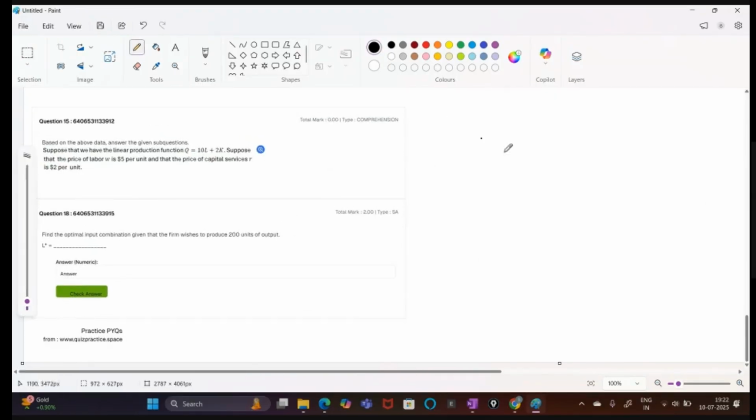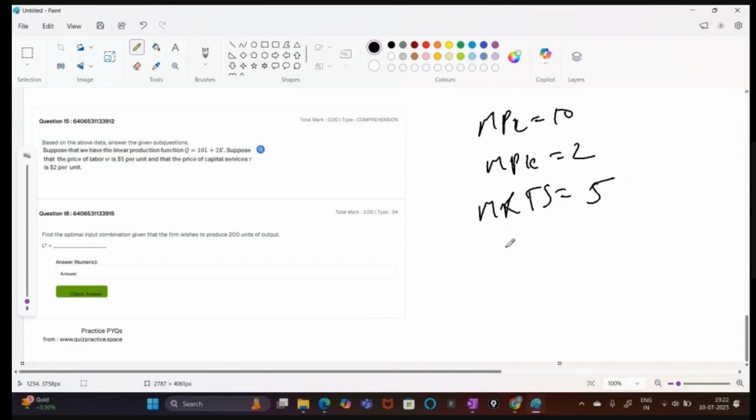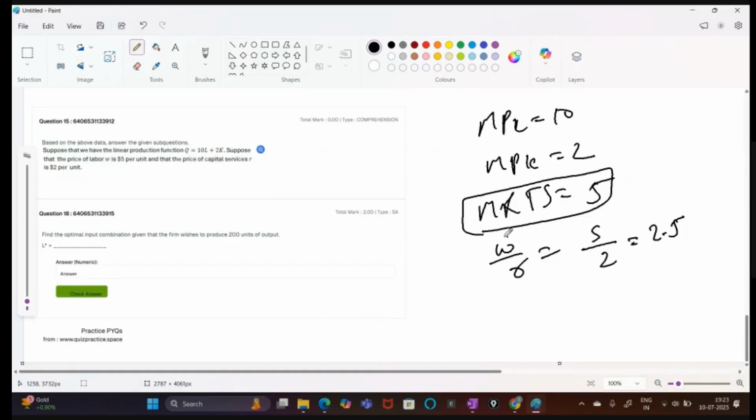Right. So MPL was 10 and MPK was 2. So MRTS will be 5. And what will be W divided by R? 5 divided by 2, it will be 2.5. So in this case, what we see is that MRTS is greater than W divided by R. It means that MPL is more productive than MPK. So in this case, we will use only the labor, not the machine, to produce the output.